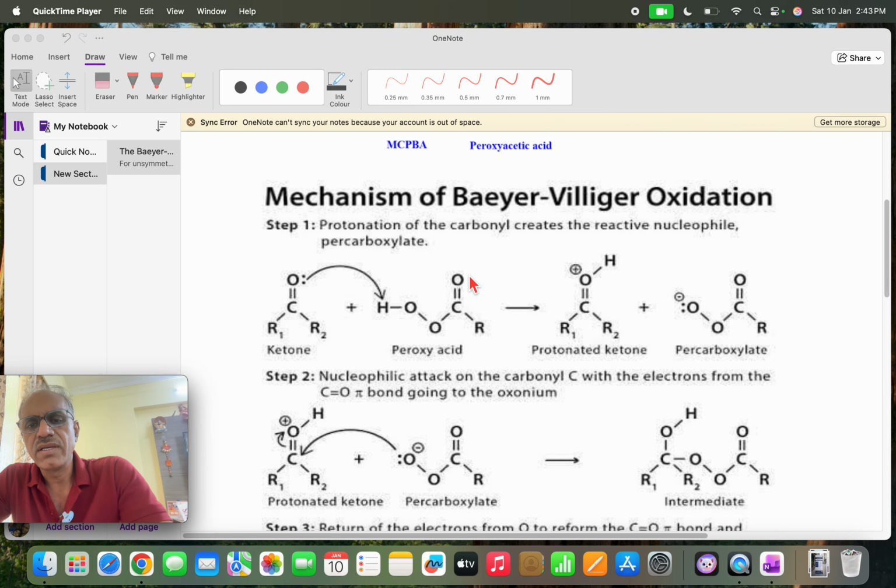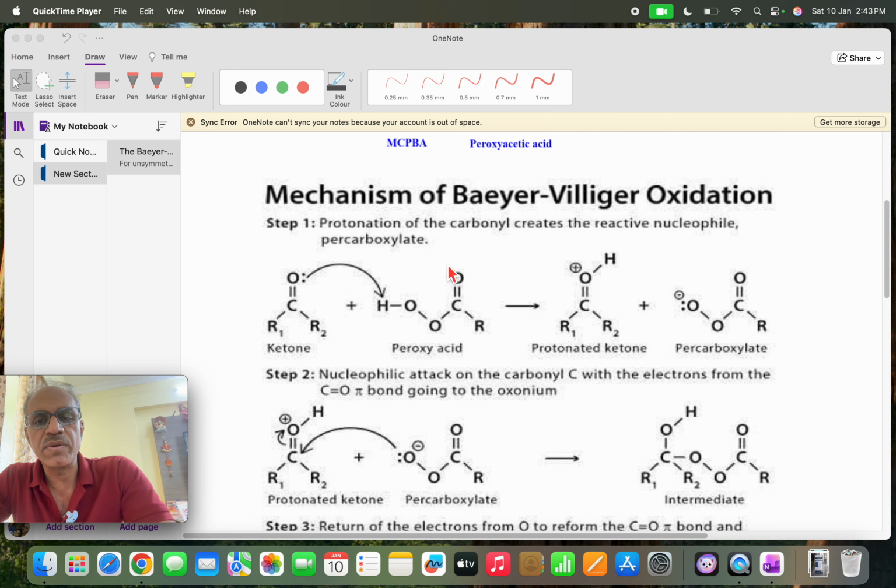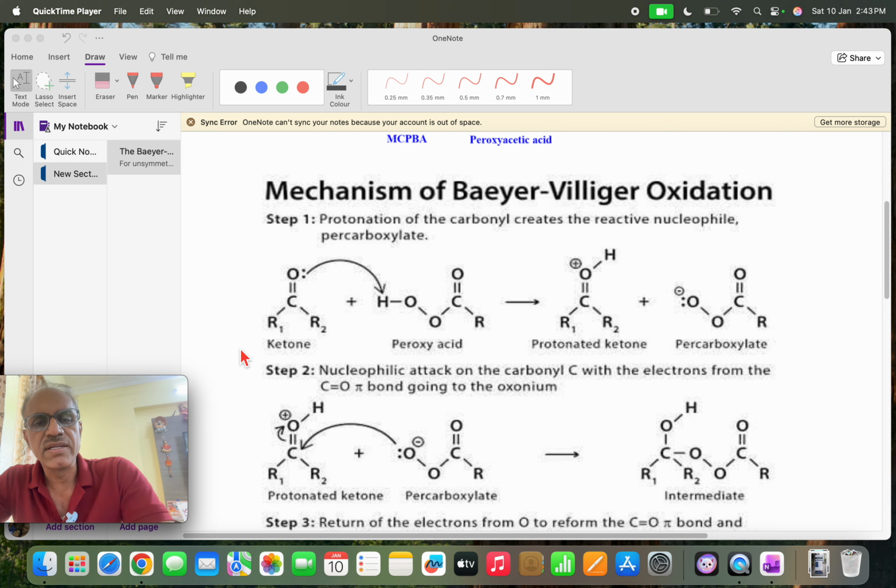Don't get carried away thinking it's 4 steps and very difficult. No, it's very simple. The carbonyl oxygen has a lone pair of electrons. It gets protonated by peroxyacetic acid, forming a protonated ketone and a percarboxylate.